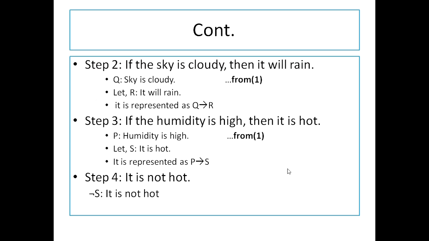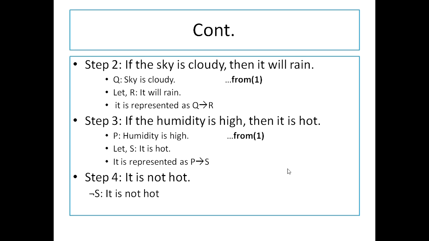Next, let us convert the second statement. The second statement is, if the sky is cloudy, then it will rain. So we can apply the if P then Q form for this. Let us assume that Q denotes sky is cloudy, then R denotes it will rain. So if Q is true, then R is true. So we can apply implication to generate if Q then R. This is the logical formula for statement 2.